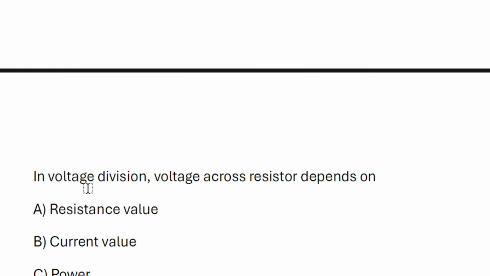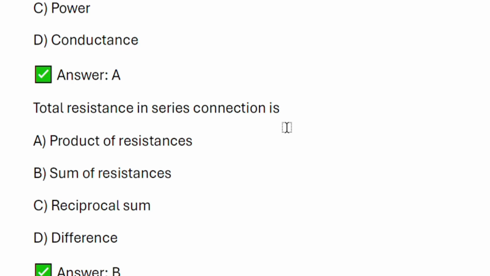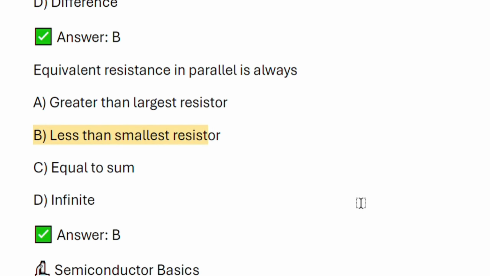Next question. In the voltage division, voltage across a resistance depends on resistance value, current value, power, conductance. The correct answer is option number A, resistance value. Next question. Total resistance in series connection is product of resistance, sum of resistance, reciprocal sum, difference. The correct answer is option number B, sum of resistance. Next question. Equivalent resistance in parallel is always greater than the larger resistor, less than the smaller resistor, equal to sum, infinite. The correct answer is option number B, less than the smaller resistor.